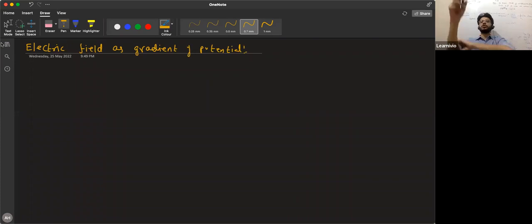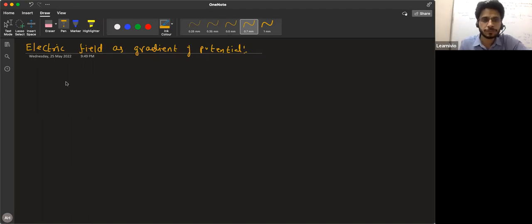So we have two types of numericals. In one type of numerical, potential is given and you're supposed to calculate field. In the second type, field is given and you will be asked to calculate potential. These are the two types of numerical. So, electric field as a gradient of potential.